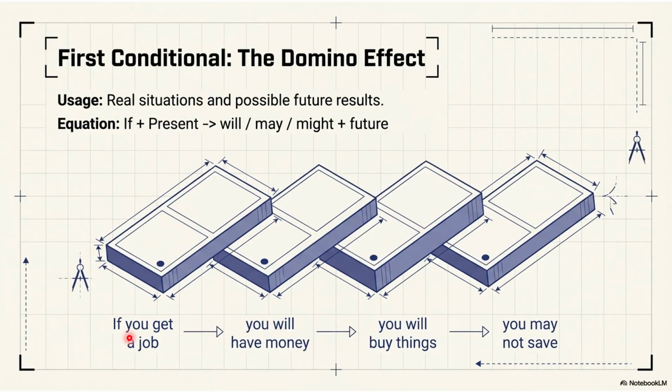For example, if you get a job, you will have money. If you get a job, you will buy things. If you get a job, you may not save. ¿Ok? Son posibilidades. ¿Ok? If you get a job, you will have money, you will buy things, you may not save.